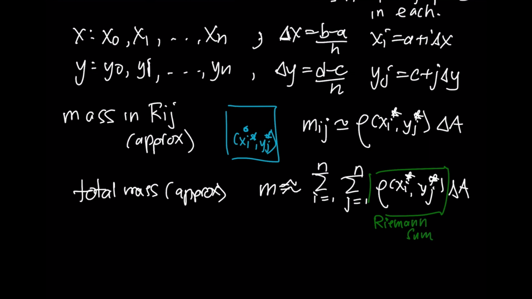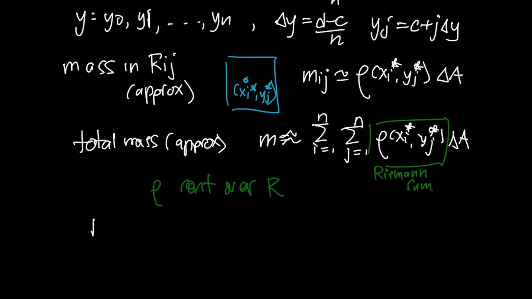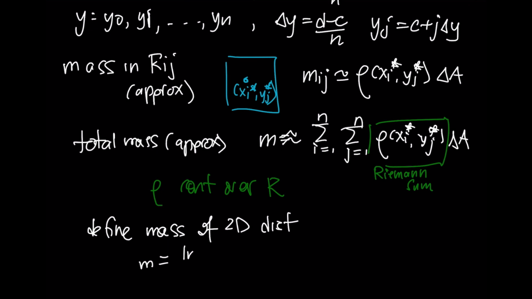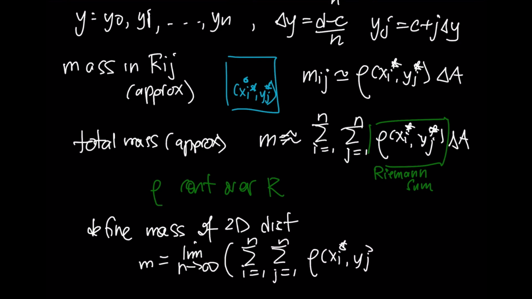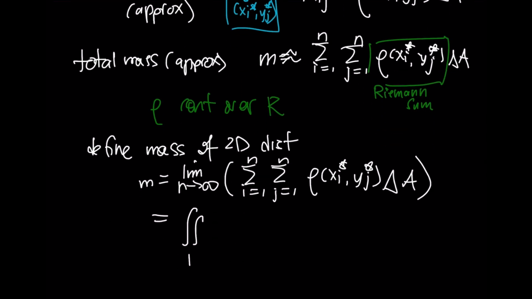And because rho is continuous over this rectangle R, that's going to be our assumption here, we will define the mass of this 2D distribution as the limit as n goes to infinity of that double sum, or that Riemann sum. This is now going to turn into an integral. And so this turns out to be the integral of the density function over that region R.